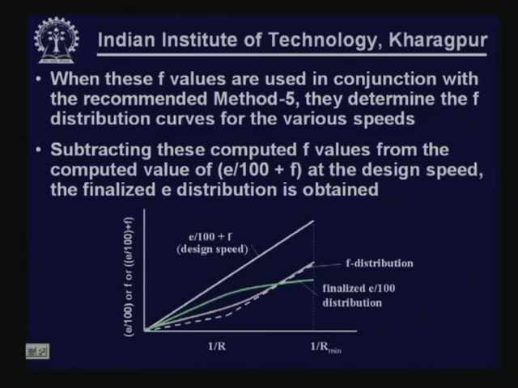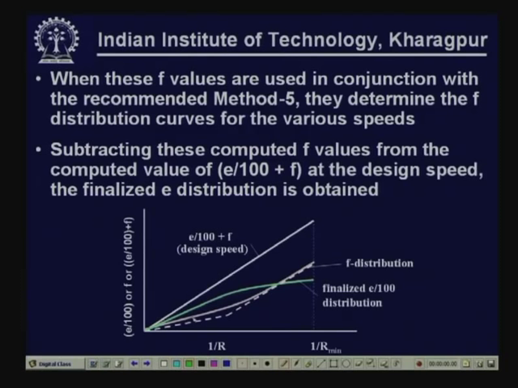Now, when these F values are used in conjunction with the recommended method 5, they determine the F distribution. So, we get an F distribution as shown here. Now, subtracting these computed F values from the computed E by 100 plus F, here E is expressed in percentage, that is why it is E by 100 plus F. So, we know the total E by 100 plus F for the design speed. Subtracting the computed F values from the computed value of E plus F gives us the finalized distribution of E by 100, as shown by the green line here. So, that is how we obtain the finalized distribution of E.